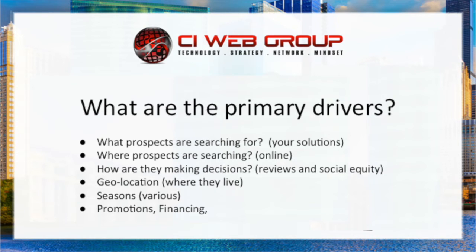What are the primary drivers? So first, we need to know, what are prospects searching for? These are your solutions. Where are prospects searching? Simple, online. How are they making decisions? They're making decisions based on reviews and social equity. So let's say you pass the initial perception feeling. Very next, it's going to be reviews and your social equity. Geolocation, where do they live? Not necessarily where your office is, but where do they live? Seasons, and then again, things like promotions and financing.